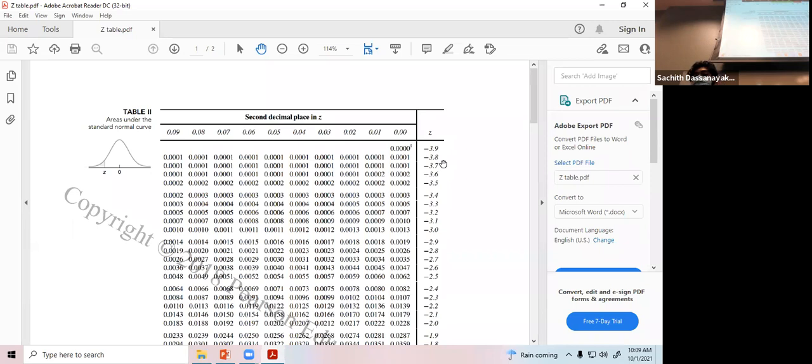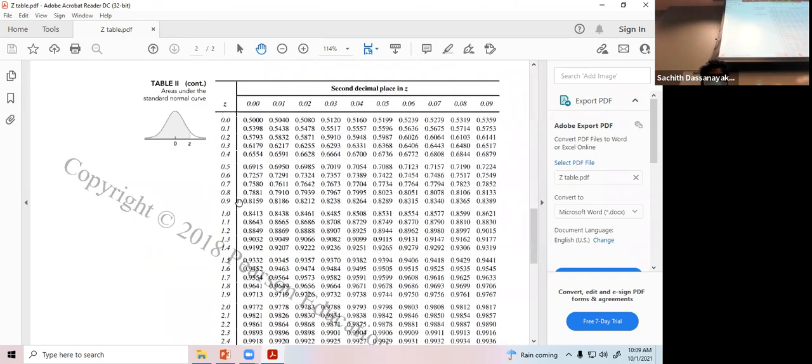All values are bounded between negative 3.9 and positive 3.9, right? So in this first table all Z values are negative. In the second table, I mean this table, all Z values are positive. Why negative and positive? Because in this curve the middle point is mu equals 0. So less than 0 in your first table, greater than 0 in your second table. That's why negative and positive.